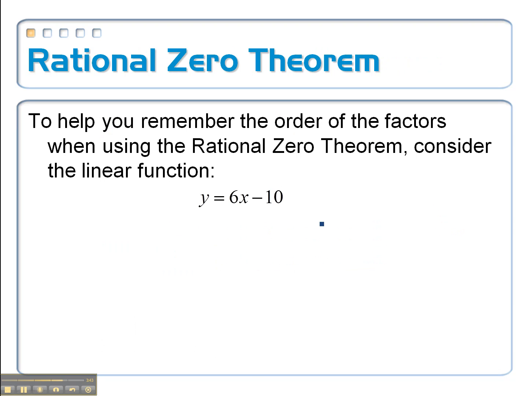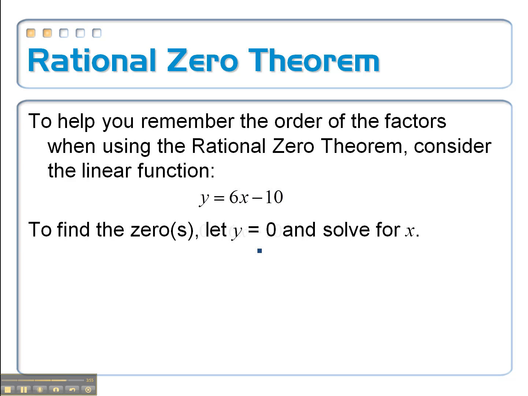So to help you remember this, let's look at a really simple case. Just a linear equation, y equals 6x minus 10. So let's say we're going to find the zeros of that. So I take the y out and I put 0 in its place and solve it for x. And of course I would add the 10 over and then divide both sides by 6. And simplifying, I get 5/3.